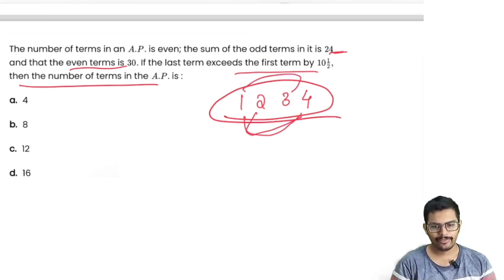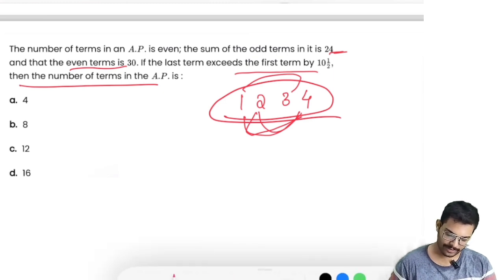And what is the common difference between each even term and each odd term? It is 2 times the common difference. When you add one d, you get the next term, and when you add d again, you get the next even term. So the difference between two consecutive even terms or consecutive odd terms is 2 times the common difference.